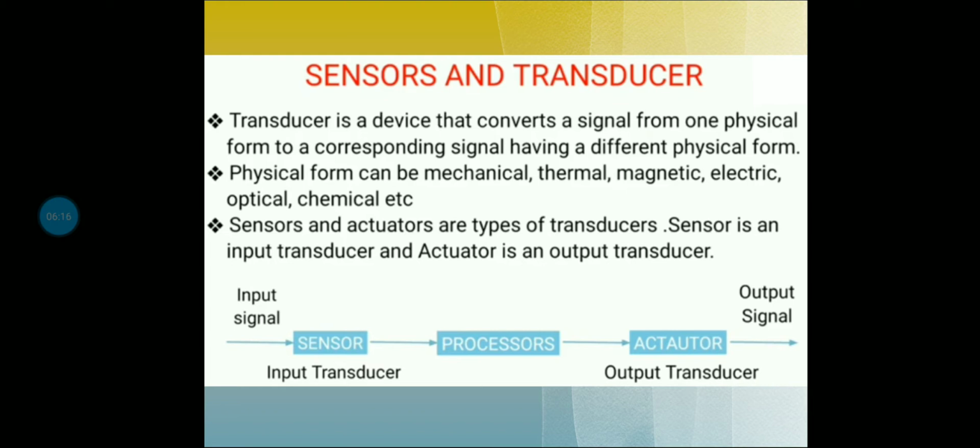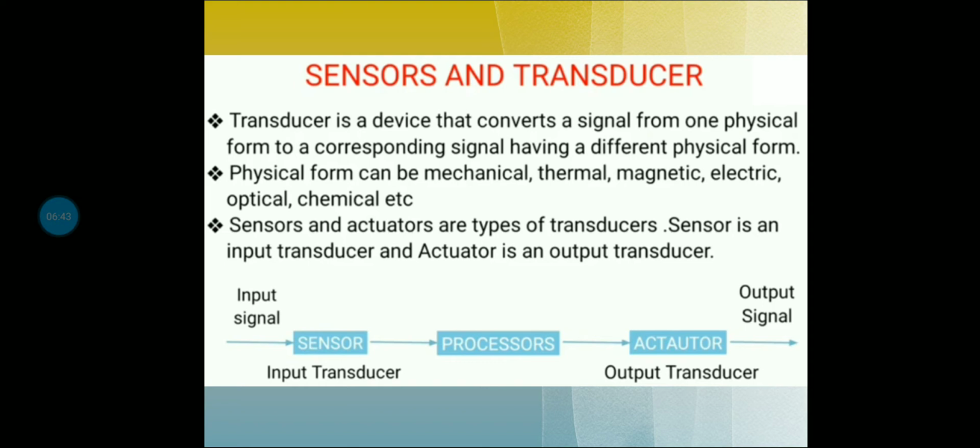Okay. So in a sensor, the transducer may be working at the input side and also the output side. Below in the diagram you can see the transducer is going to work at two sides of the processor, input side and output side: input transducer and output transducer. When the signal is given to the processor, actuators are at the output side.